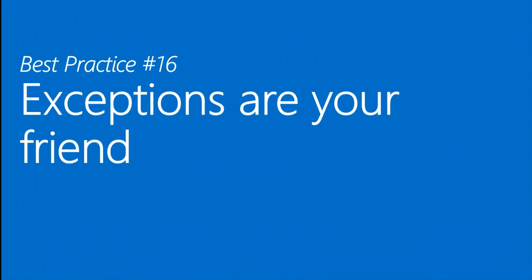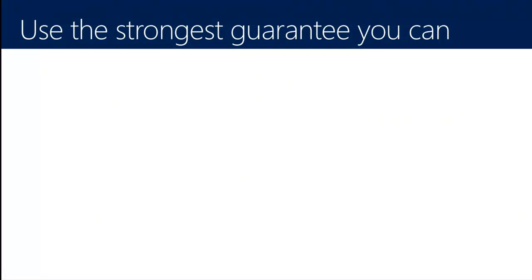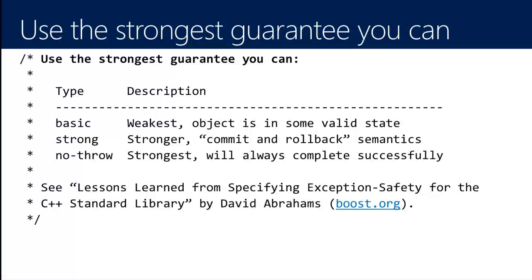Exceptions are your friend. Use the strongest guarantee you can. Basic is the weakest. You're guaranteed that if an exception comes and a member fails, the object is in some valid state, but what's funny is you don't know which valid state. If it's got 80 valid states or 3 valid states, you know it's in one of them, but you don't know which one. So for me, that's essentially useless, but you can destroy it. Strong, you have commit and rollback semantics, which is nice. If something fails, then you know you're back to the state you were in before the thing failed. And then strongest will always complete successfully.